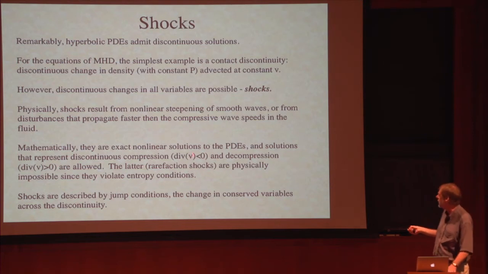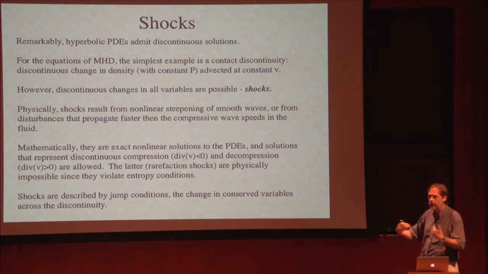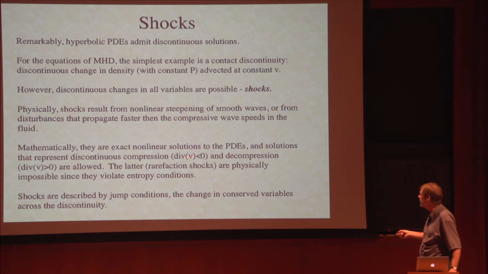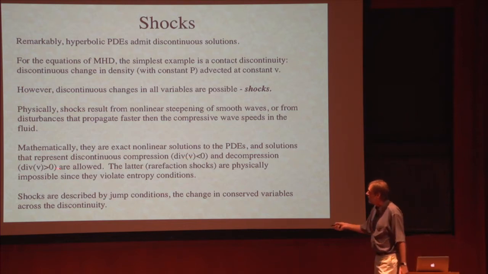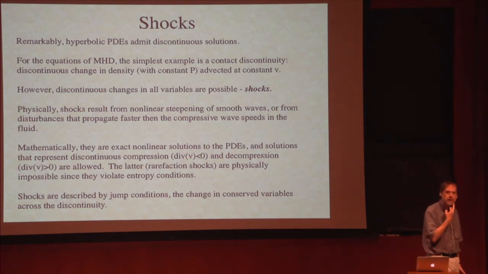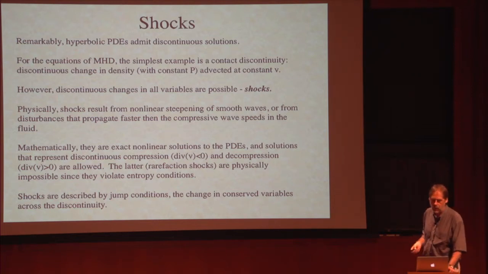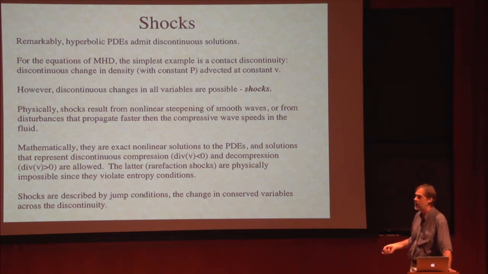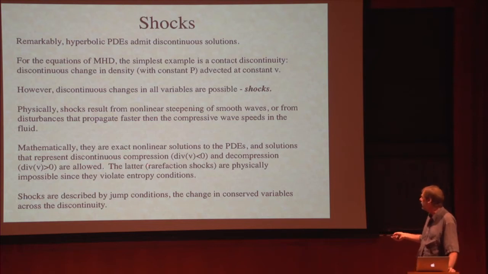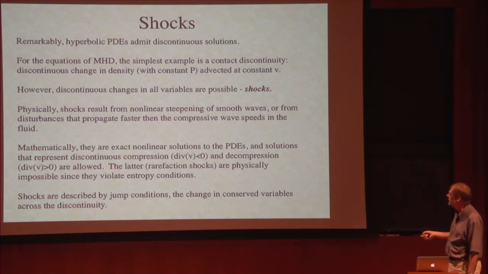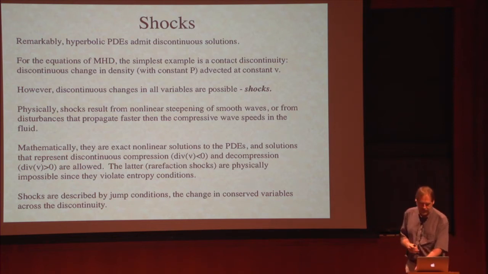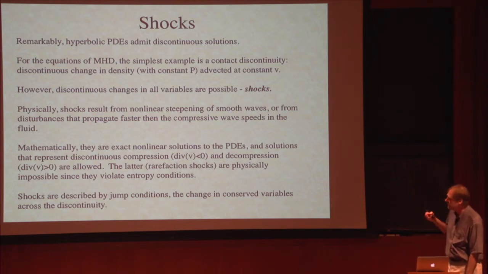Both compressive shocks, where div v is less than 0, flow is converging in the shock, and decompressing shocks are allowed, but the latter actually can be thrown away by physics because they violate entropy conditions. A decompression shock requires entropy to decrease, which is not allowed by the second law, and so these solutions don't exist in nature, even though they're allowed mathematically. And the way that you describe these shock solutions is by looking at the so-called jump conditions.